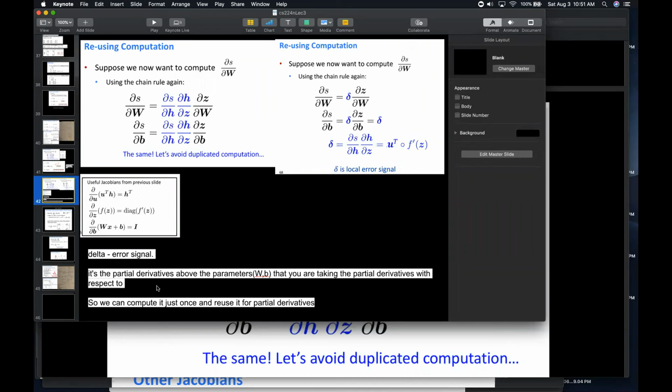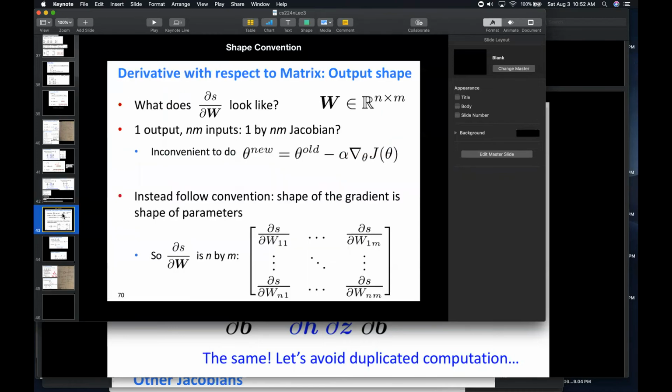What else is there over here? Yeah, in essence, if you calculate this delta once, it should be more than enough to calculate for both of these, which makes your partial derivatives faster. You're reusing that. You're not calculating things twice. So that's what the error signal thing was.